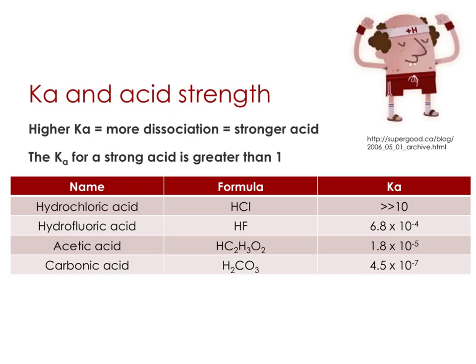Looking now at a couple of Ka values for common acids, we see that the higher the Ka value, the more the acid dissociates and the stronger the acid is. In this case, these acids go from strongest, hydrochloric acid, to weakest, carbonic acid, carbonic acid having the smallest Ka value, and therefore dissociating the least and being the weakest of the acids listed.